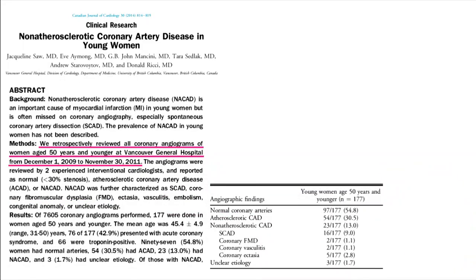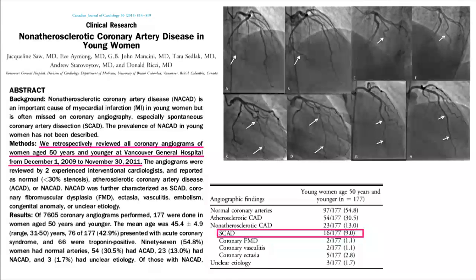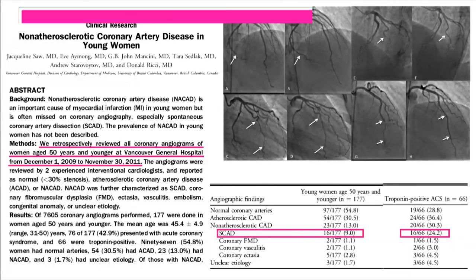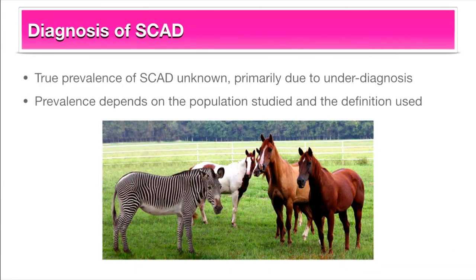When we looked at this in our series of patients, we targeted young women. So when we retrospectively reviewed all young women aged 50 and younger who underwent coronary angiogram in our hospital over a two-year period, we segregated the causes found based upon angiographic findings of atherosclerotic coronary disease, non-atherosclerotic disease, or normal disease, and we found coronary dissection to affect 9% of these young women. And amongst patients who presented with the acute coronary syndrome in this young woman population, SCAD caused 24% of this myocardial infarction. So clearly, SCAD is underdiagnosed, and therefore the true prevalence of SCAD is not known.